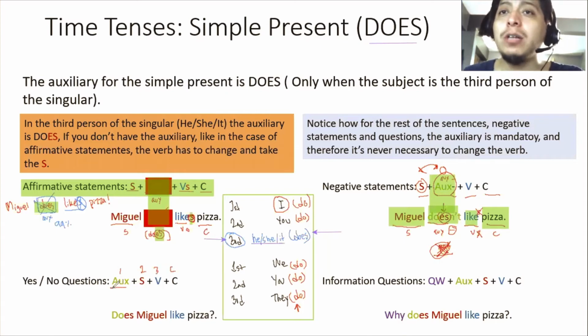Again, the auxiliary is mandatory, is not optional. So you have your auxiliary, does. Because the auxiliary has an S, the verb doesn't need to have an S. This was only because we didn't have the auxiliary. When you have the auxiliary, you don't do this. Again, that is double present and that is redundant. It is not necessary. So you have your auxiliary, your subject, your verb, and your complement.